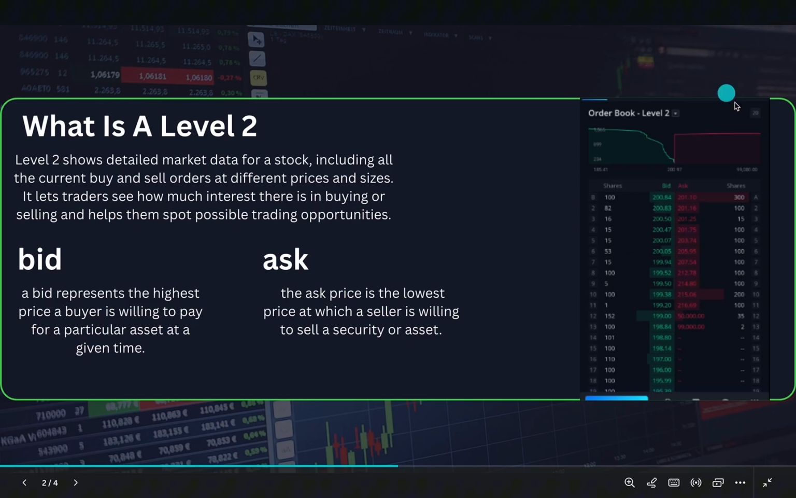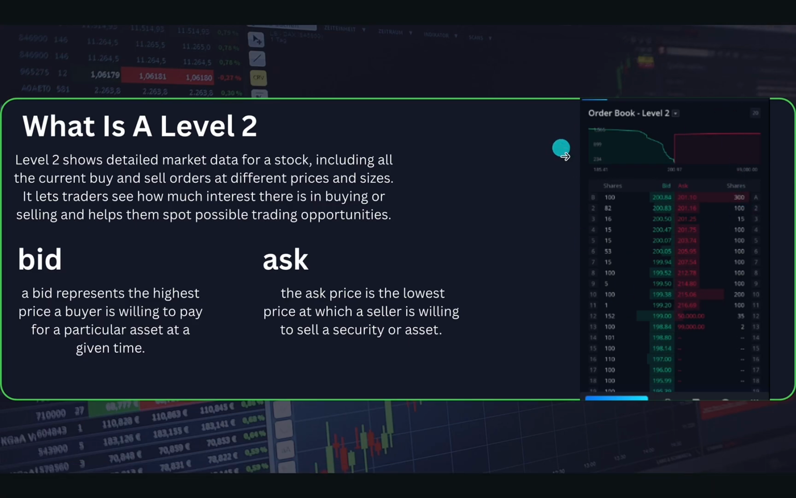This is in Webull, so this is how I see it. It's similar to this, but it can be different on different brokerages. But for now, I use Webull, so it looks like this. So I'm going to break it down.